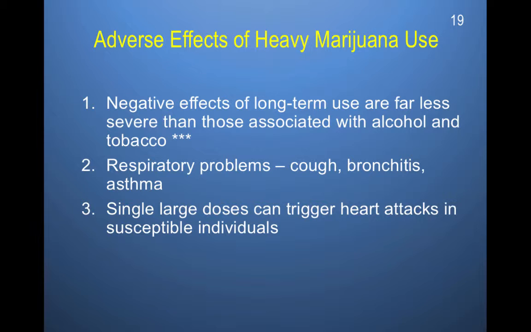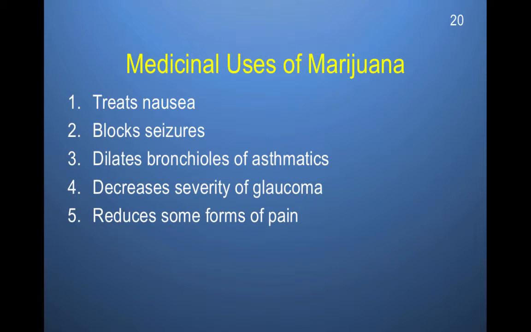There are respiratory problems. People can experience cough and bronchitis and asthma. And a single large dose can trigger heart attacks in susceptible individuals. There are quite a few medicinal uses of marijuana. It treats nausea and blocks seizures. It dilates the bronchioles of asthmatics. And so, of course, you have this situation where a negative side effect can be some problems with asthma, but marijuana is also used to treat asthma. You can have decreased severity of glaucoma, and you can also reduce some forms of pain.